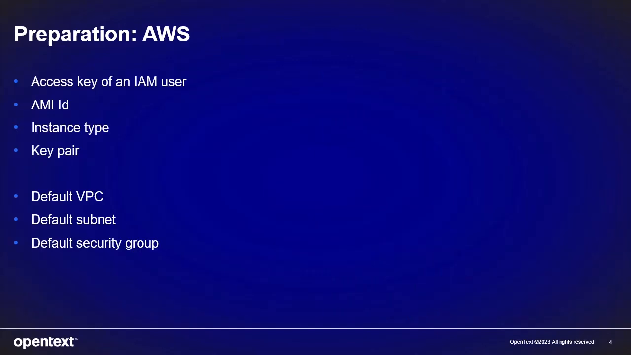Similarly, some preparation is required on the AWS side. The appropriate IAM user and its access key information is needed. You will also need to know in advance the ID of the AMI and the instance type for an instance to be created, as well as the key pair information to be applied to the instance. Finally, since we will not specify VPC, subnet, and security group in a flow, we need their default settings on the AWS side.